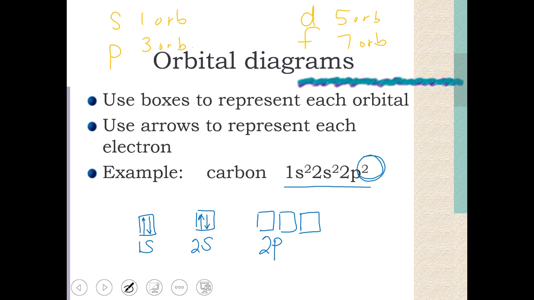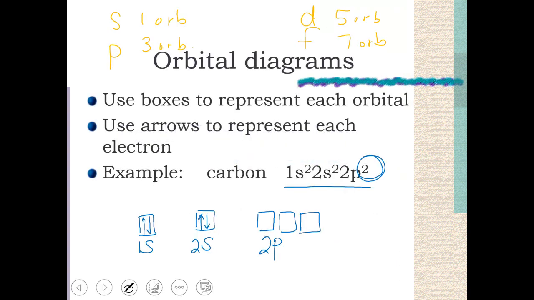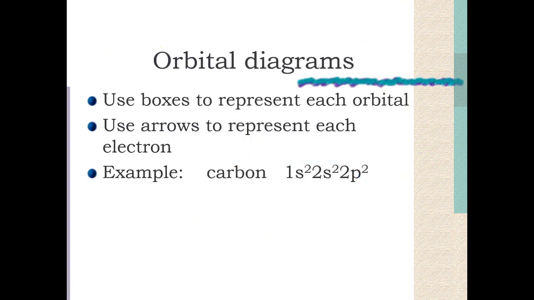Do I pair them up? Do I do first and third, second and third? Do they point up? Do they point down? Well, there are some rules about that. There's the Pauli exclusion principle, only two electrons in a box, but they have to have opposite spins. We already did that and showed that in these first two.